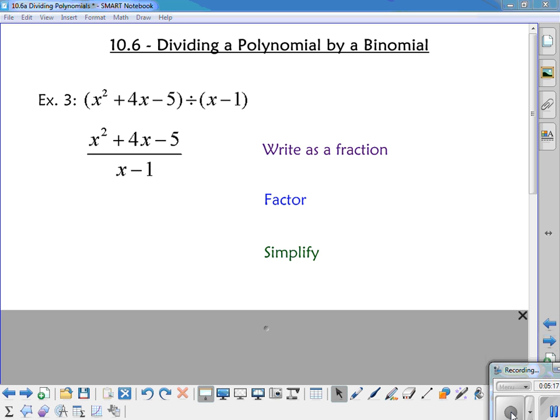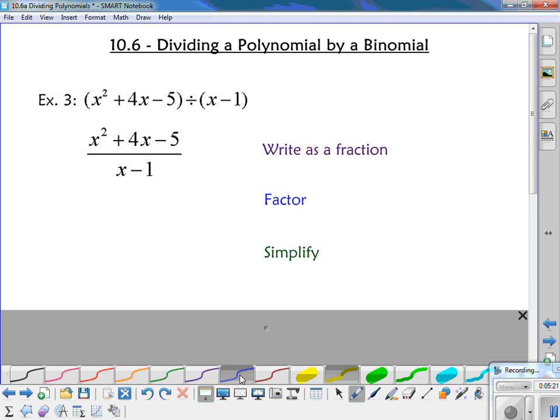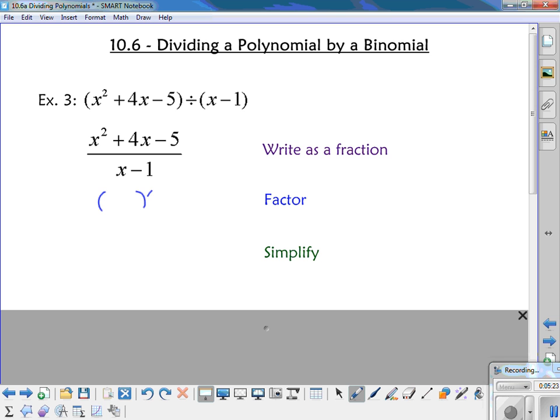Okay, so we've got x squared plus 4x minus 5 over x minus 1. So I factor the top. Do I have a volunteer that wants to do that for me? Nobody's feeling like factoring today. Shelby? X plus 5 and x minus 1.